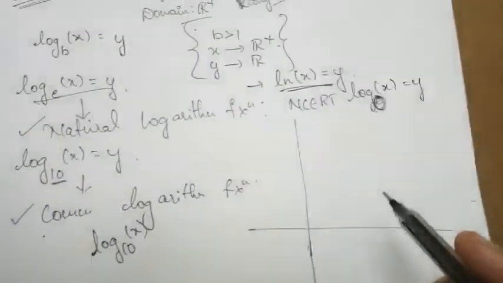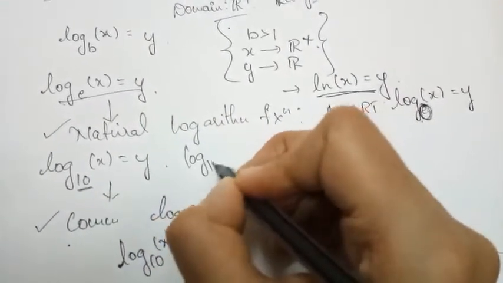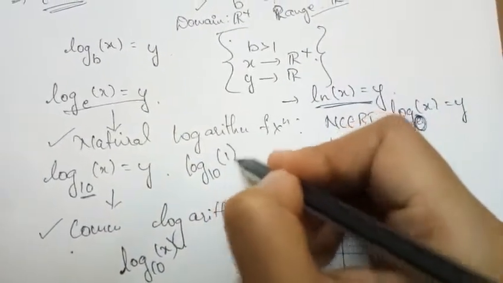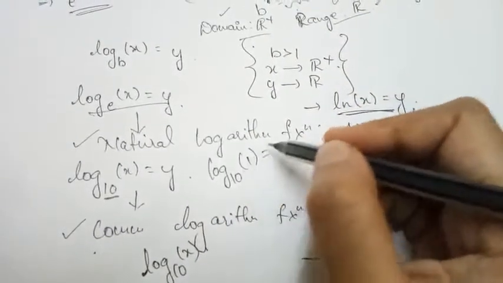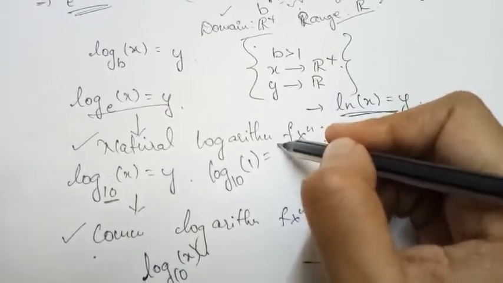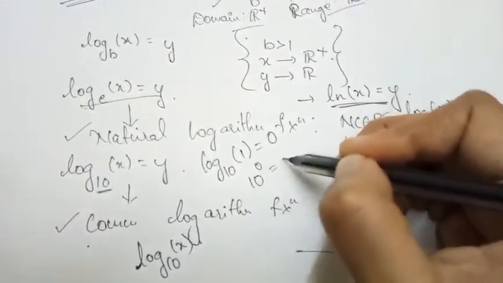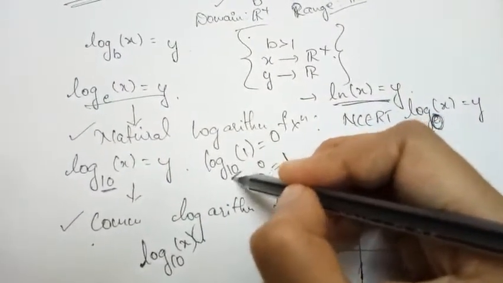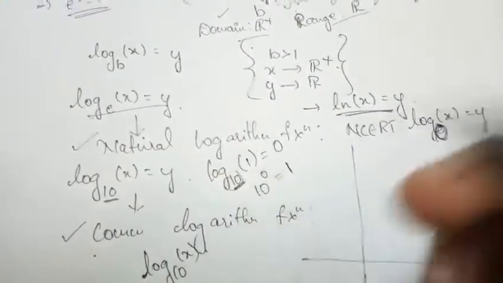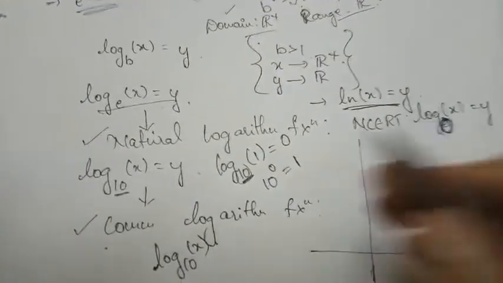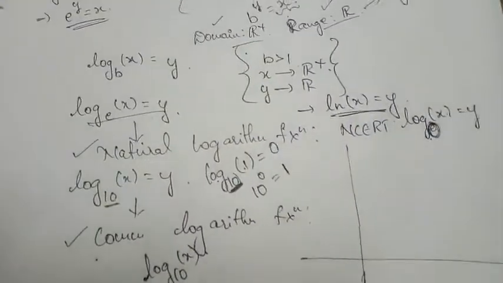So how will the graph be? Clearly you can see here log 10 of 1. What does that mean? Log 10 of 1 will always be equal to 0. What does that imply? 10 to the power 0, and anything to the power 0 is always 1. So irrespective of the base, it might not be equal to 10, it might be e, it might be 2, it might be any base, log of 1 is always equal to 0.